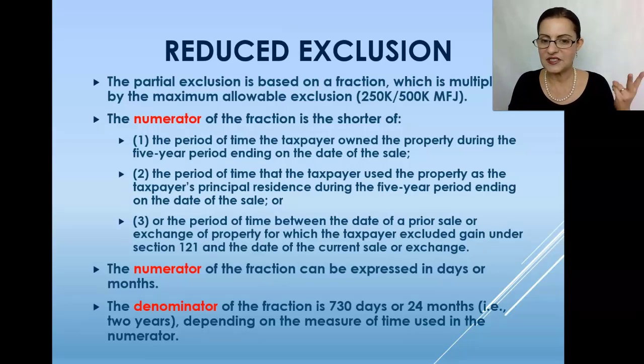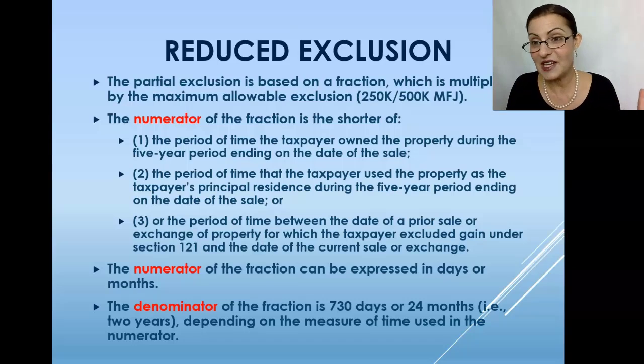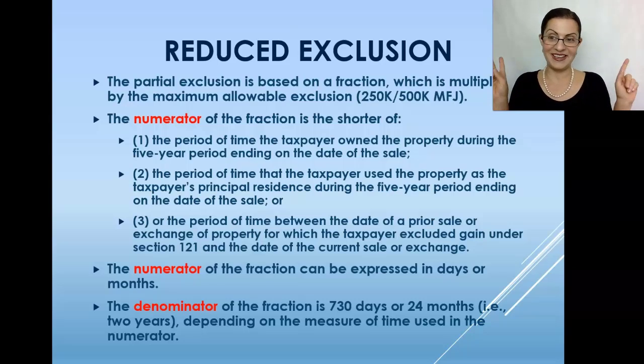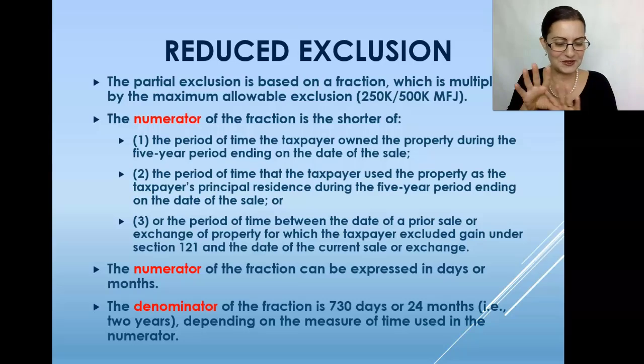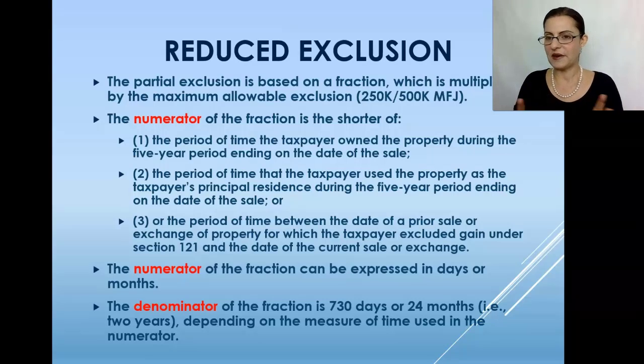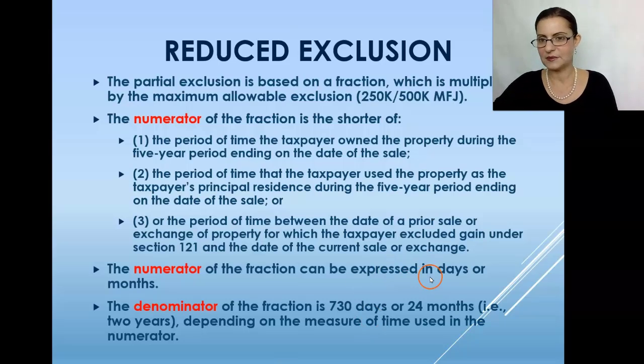So 2 years is 730 days. That's 365 times 2, right? I know that leap years are a thing, but we're not going to talk about it here. You don't deal with leap years in this calculation. So it's just 730 days if you're counting the days, or if you're counting the months, then it's 24 months, right? 24 months is 2 years. How many months are in a year? 12, right? So 12 times 2 equals 24, depending on the measure of time used in the numerator.